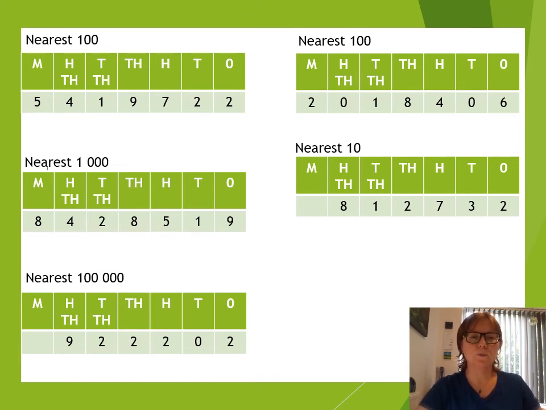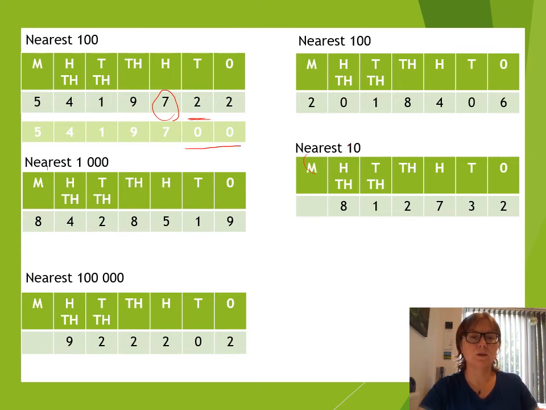So if we look at the first one, we're rounding to the nearest 100, so we circle the hundreds digit and we underline the digit on the right, which is the tens digit. So the answer we get is 5,419,700, which is a multiple of 100 because it has 2 zeros at the end.